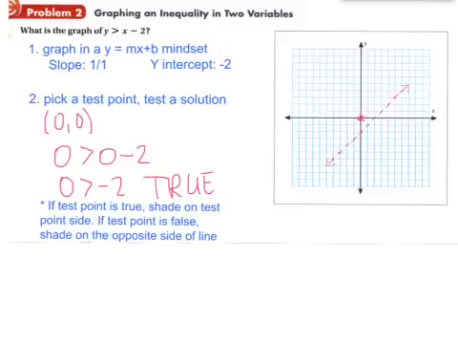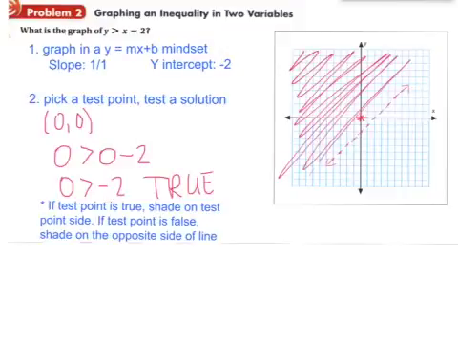The rule is if the test point side is true, you will shade on the test point side. If the test point side is false, you will shade on the opposite side of the line from the test point. Because (0, 0) is a true point, I'm going to shade everything on the side of that test point.